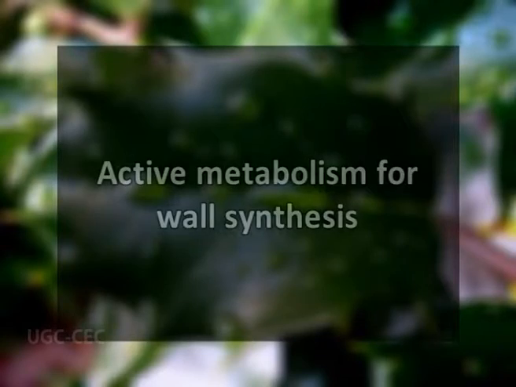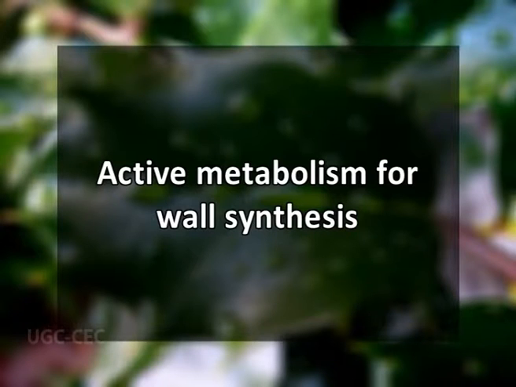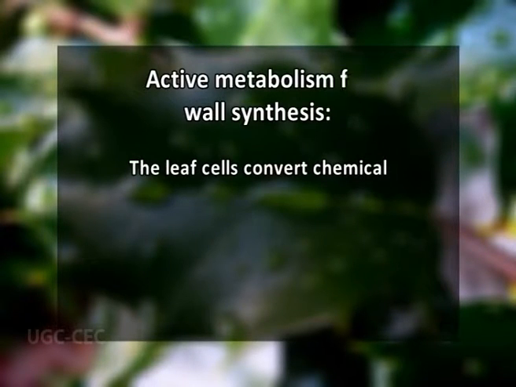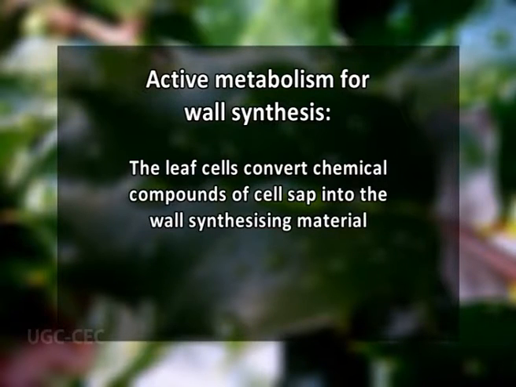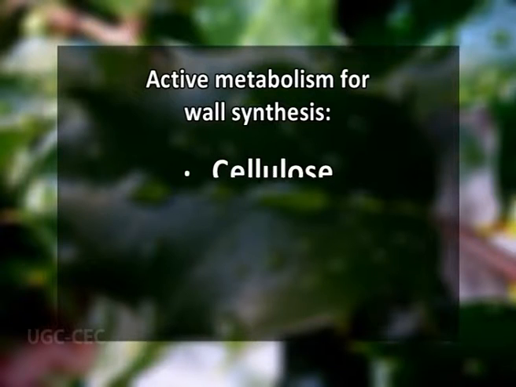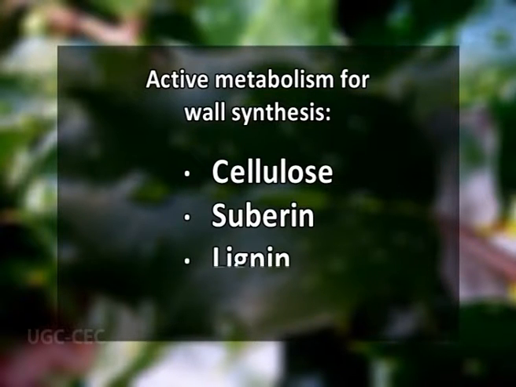One more important physiological adaptation of xerophytic leaves is the active metabolism for wall synthesis in the leaf cells. The leaf cells witness an active and quick conversion of chemical compounds of cell sap into wall synthesizing material. The polysaccharides in these cells are actively converted into anhydrous forms such as cellulose, suberin, lignin, etc. This metabolic process helps cells in depositing thick and impermeable walls to reduce water loss.